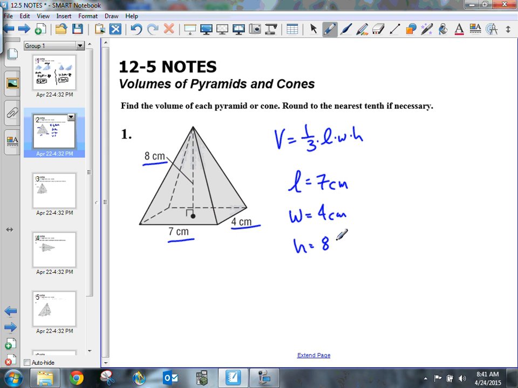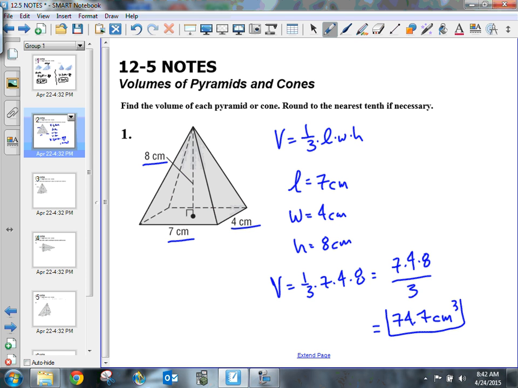Now I just need to plug these into my formula and evaluate. So my volume is equal to 1/3 times 7 times 4 times 8. If I plug all of that into my calculator, you may want to do 7 times 4 times 8 and then all divided by 3. It's going to give you 74.7 centimeters cubed. Since we are dealing with volume, a 3-dimensional measurement, we need that little 3 up there to say that we're doing cubic units.